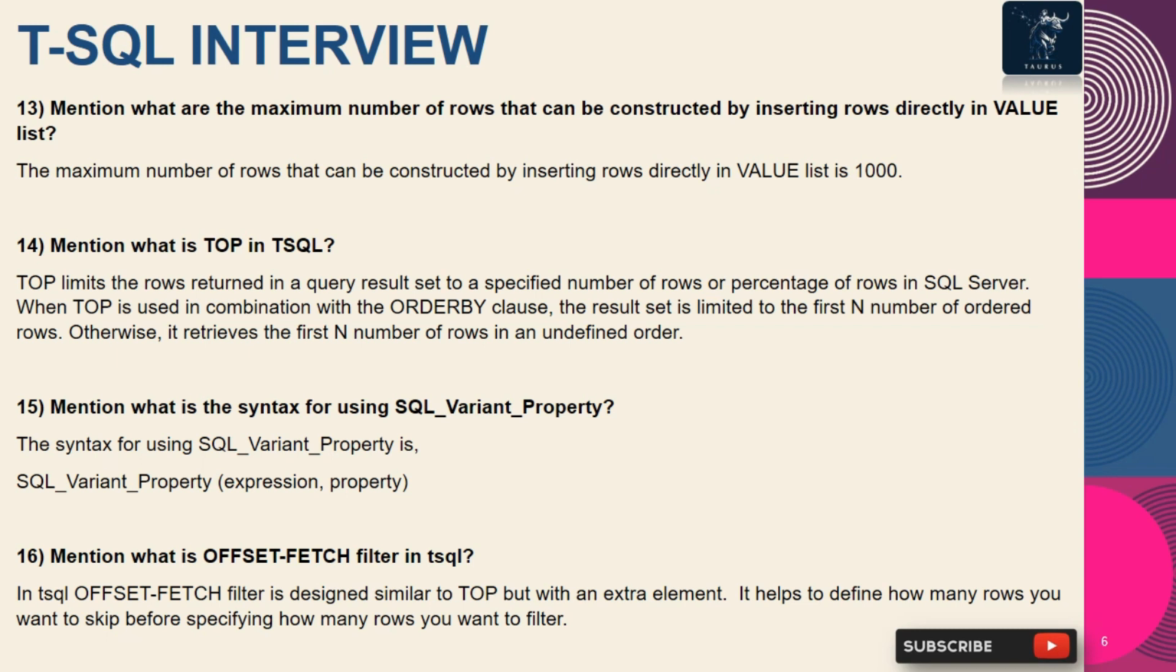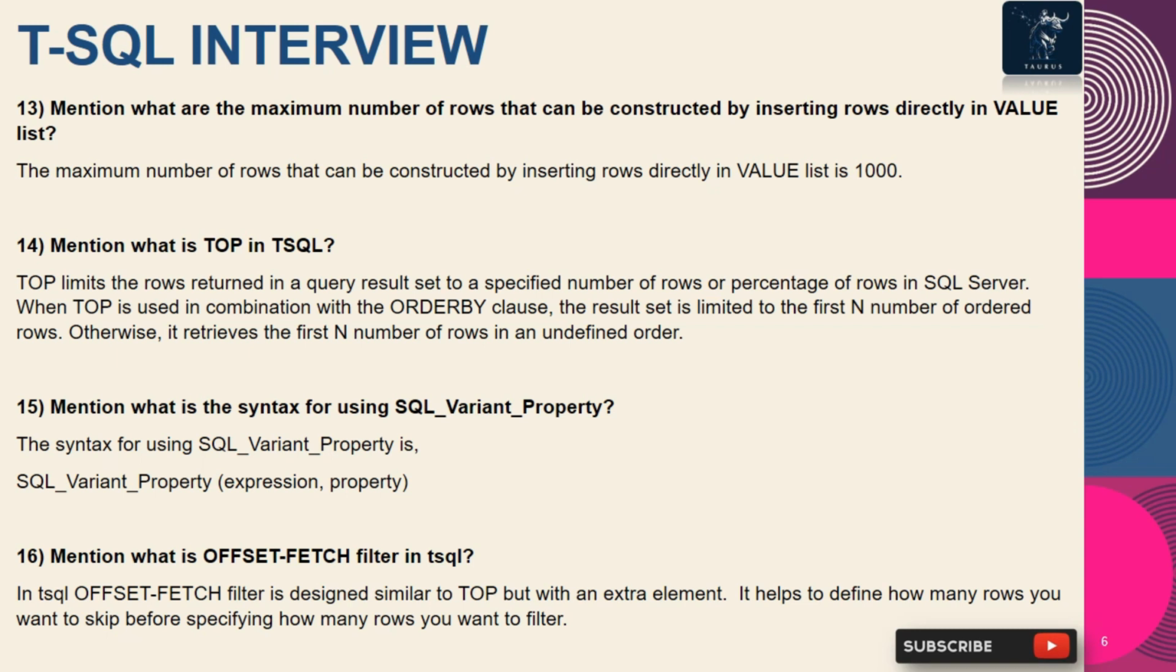15. Mention what is the syntax for using SQL_VARIANT_PROPERTY. The syntax for using SQL_VARIANT_PROPERTY is SQL_VARIANT_PROPERTY(expression, property).